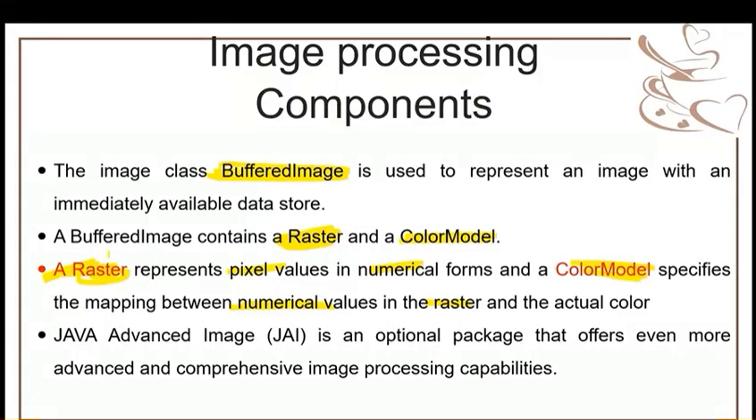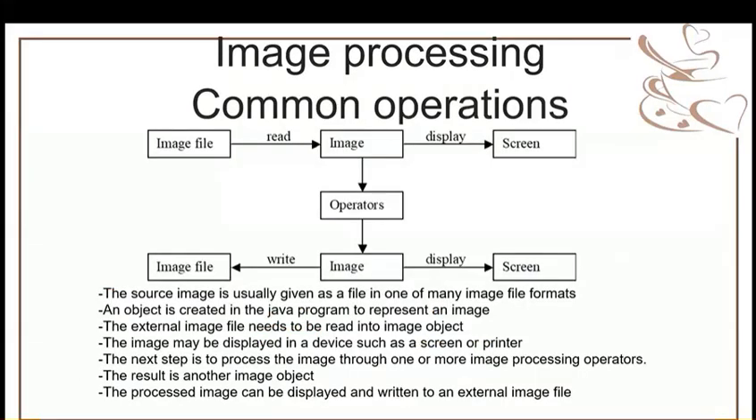Now we have Java Advanced Imaging, which is an optional package that you can use. It offers many image processing capabilities. Generally, what are we doing in image processing? We have an image file stored on the computer, or it can be stored in the cloud or on the web. It can be, for example, a link to an image stored on the net. Then we can read the image.